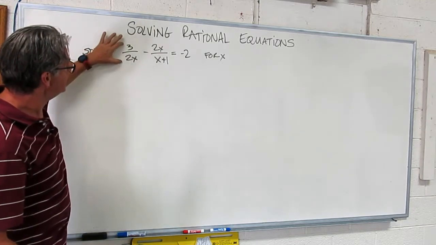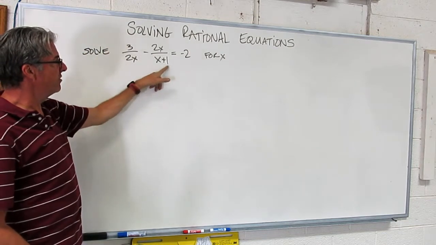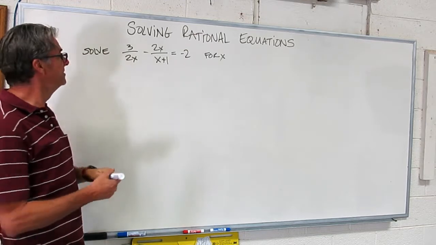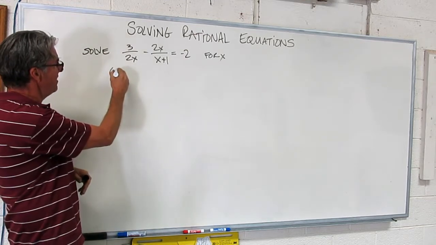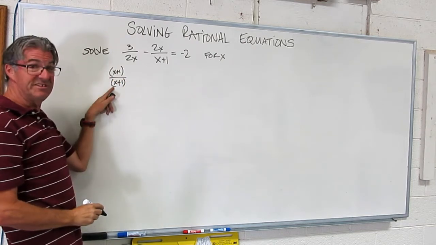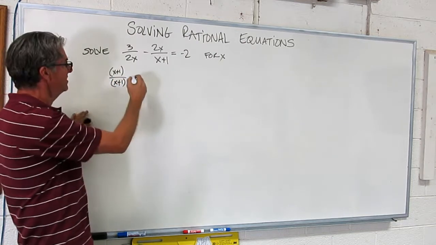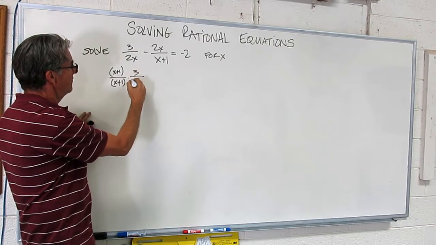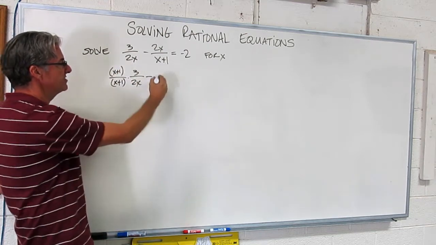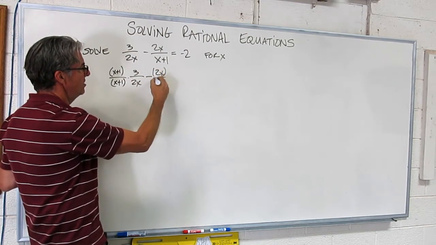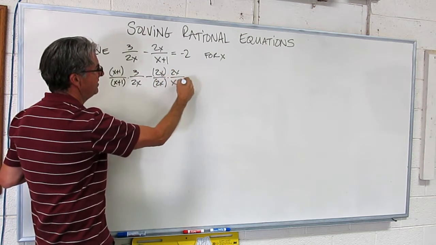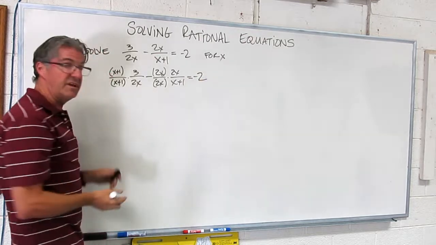We're going to multiply this fraction by the denominator over the denominator of the other one, and vice versa for this one. And I'll show you what that looks like. So this first fraction is going to get multiplied by x plus 1 over x plus 1. We can do that because this is just 1. So we're not changing it. And that's going to be times 3 over 2x. And then we're going to do the same thing with this one, except we're going to multiply it by 2x over 2x. So 2x over 2x times 2x over x plus 1. And of course this all equals negative 2.